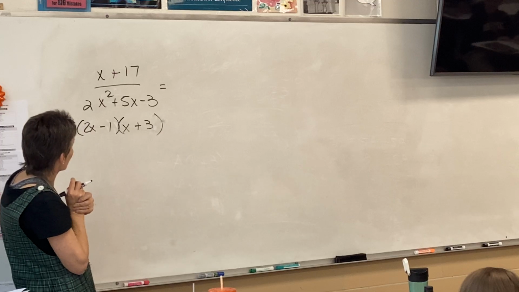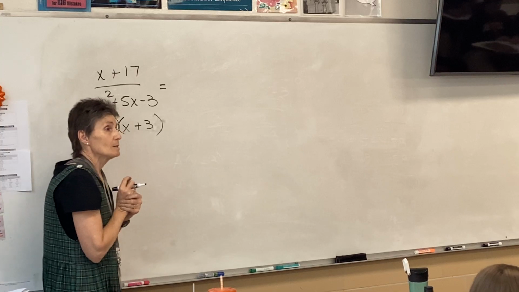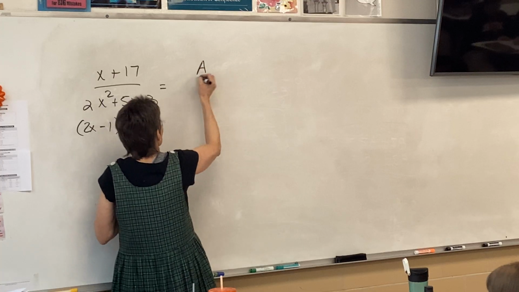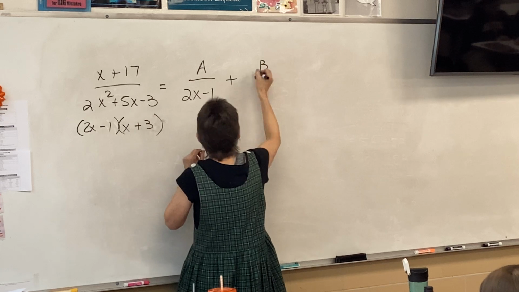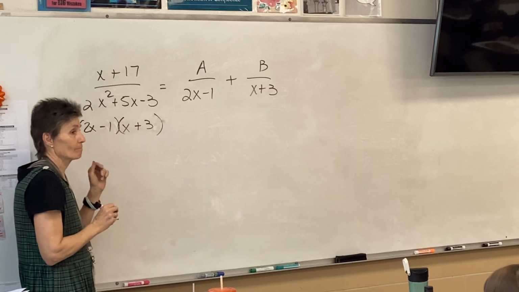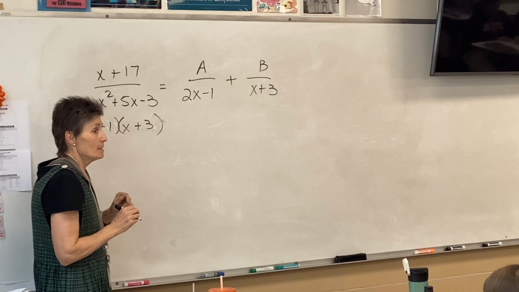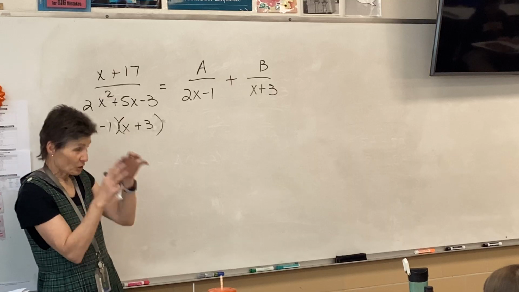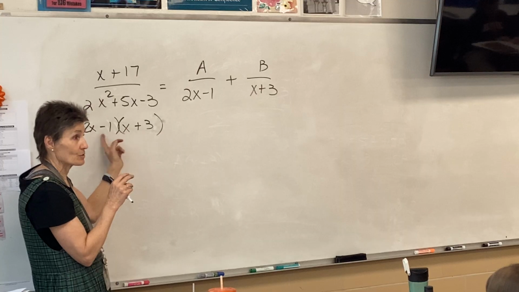How does that look? So then what do I do? Why did I factor? So I can set up my little fractions. Each factor gets a fraction. Plus 17. Now I'm going to multiply, and you don't need to write this down, but you can, if you want. I'm gonna multiply everything by both factors.